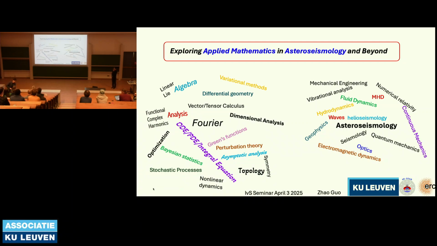So I'm going to talk about applied mathematics. There will be equations shown. On the left, we have different branches in mathematics or applied mathematics. On the right, we have some fields or subfields in physics, which are closely related to asteroseismology. And you can see as an asteroseismologist, I'm both Fourier-centric and asteroseismology-centric. But I hope if we explore a little bit outside our field, we can get some benefits.